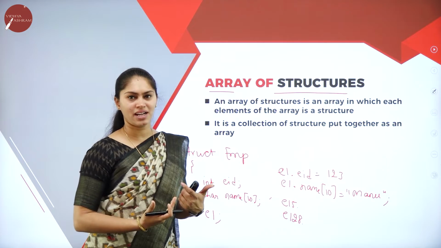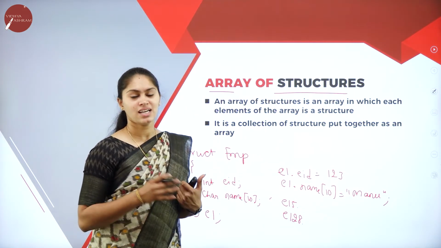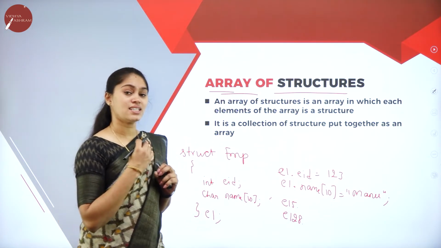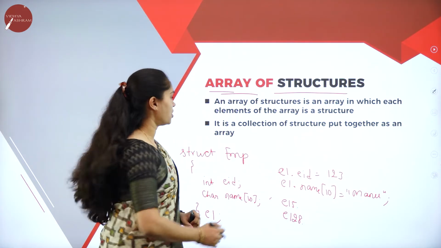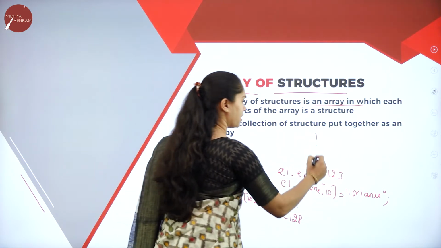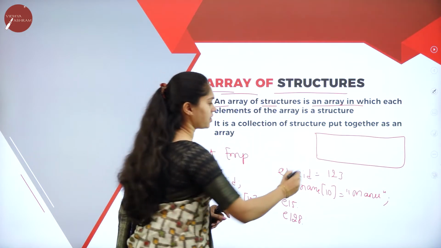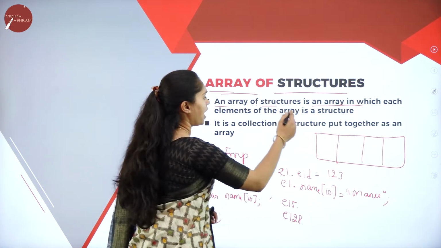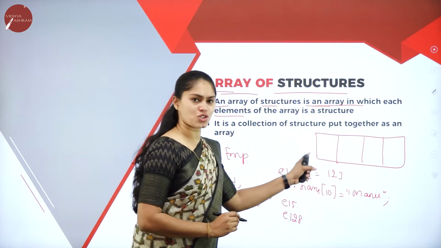Then what is the possibility of having a stream of employees or a collection of employees? That can be done with the help of this array of structure. That means it is a collection of structures. Then what is the definition of an array of structure? An array of structure is an array, and how are we going to define an array? It will be like this. It will have a linear collection of elements. That is what an array of structure is: an array in which each element of the array is a structure.